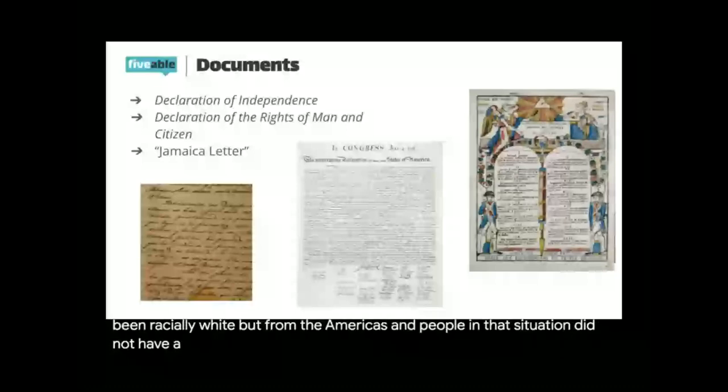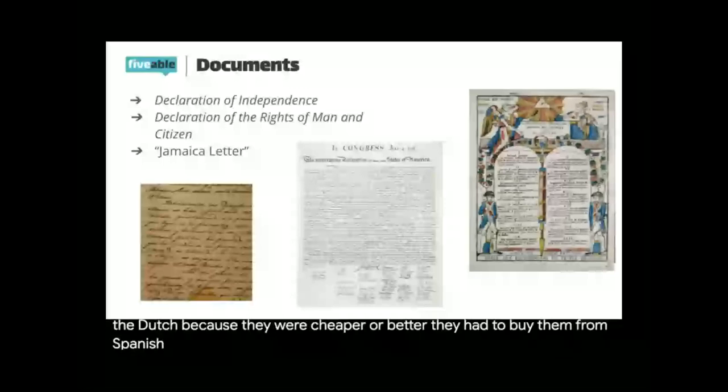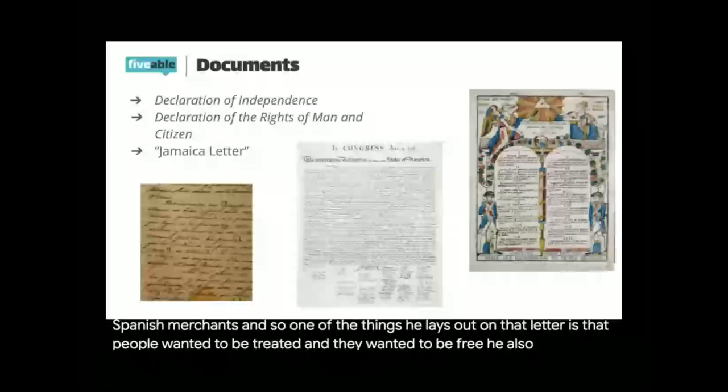They also faced restrictions, like I was saying with the tobacco factory. There were restrictions on what they could buy and sell and who they could buy from. They couldn't buy from the British or the Dutch, even though they were cheaper; they had to buy from Spanish merchants. One of the things he lays out in that letter is that people wanted to be treated equally, and they wanted to be free. He also lays out a kind of nationalism, using the word American.